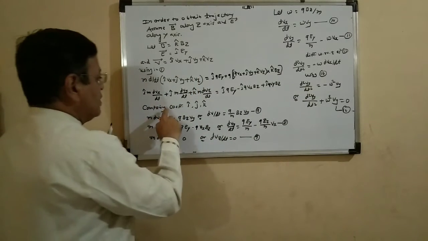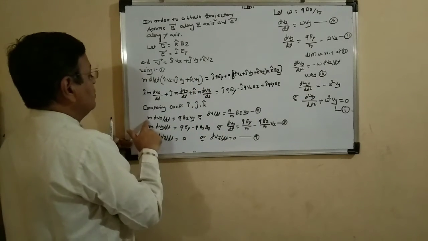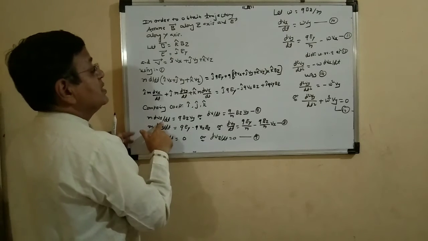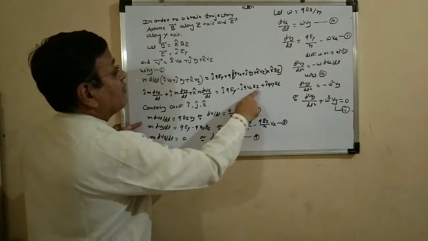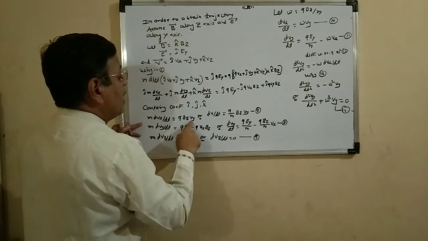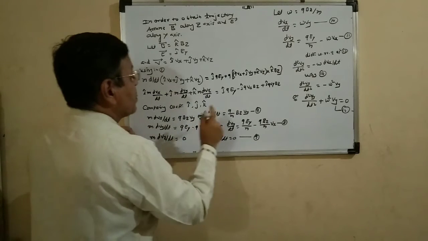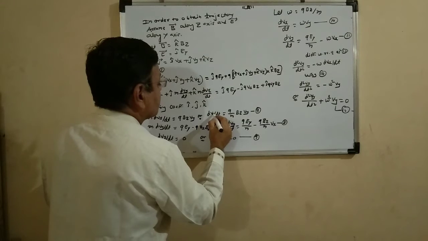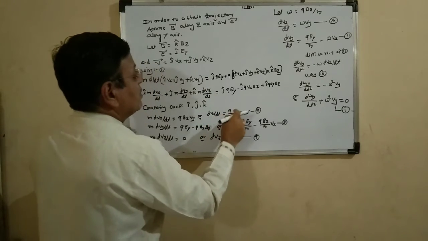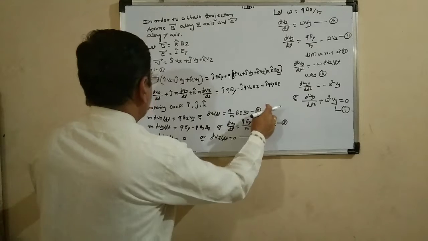So comparing coefficients of i, j, k on both sides, we get m dvx by dt is nothing but, what is i cap here? q vy Bz. So m dvx by dt is q vy Bz, or you may write dvx by dt is equal to q by m Bz into vy, call this equation 7.